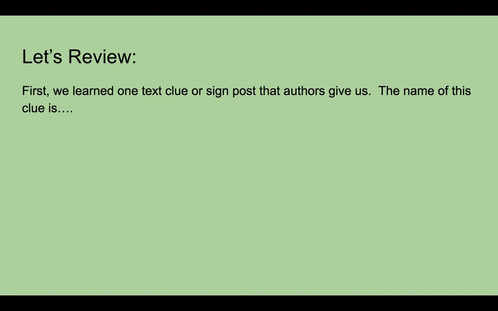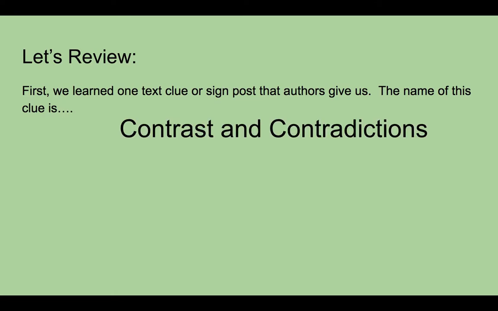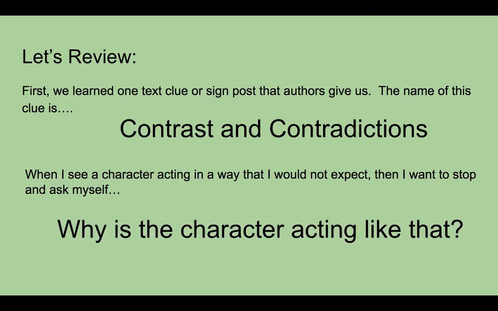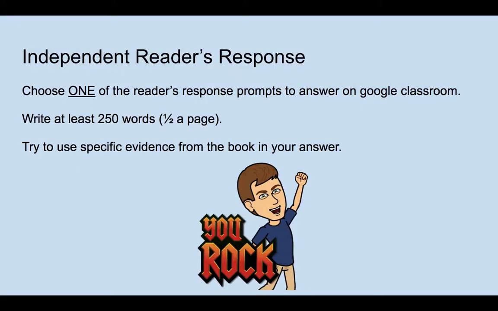Okay, let's review what we did today that helped us make inferences and predictions about the book. First, we learned one text clue or signpost that authors give us. The name of this clue is Contrast and Contradictions. When I see a character acting in a way that I would not expect, then I need to stop and I need to ask myself a question. What is that question? Why is the character acting like this? When I can answer that question, then I'm learning more about the story and more about the character.